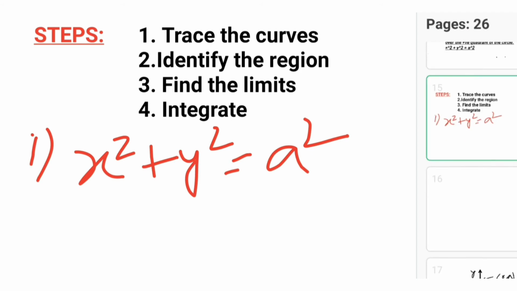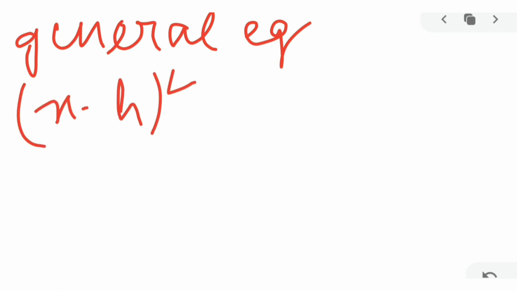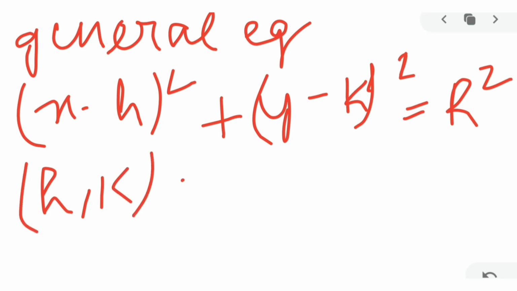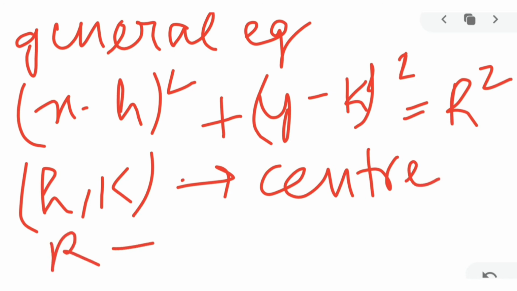I'm writing this down in the next slide, okay. The general equation is (x minus h) square plus (y minus k) whole square equals r square. Here h comma k is the center and r will be the radius, okay.